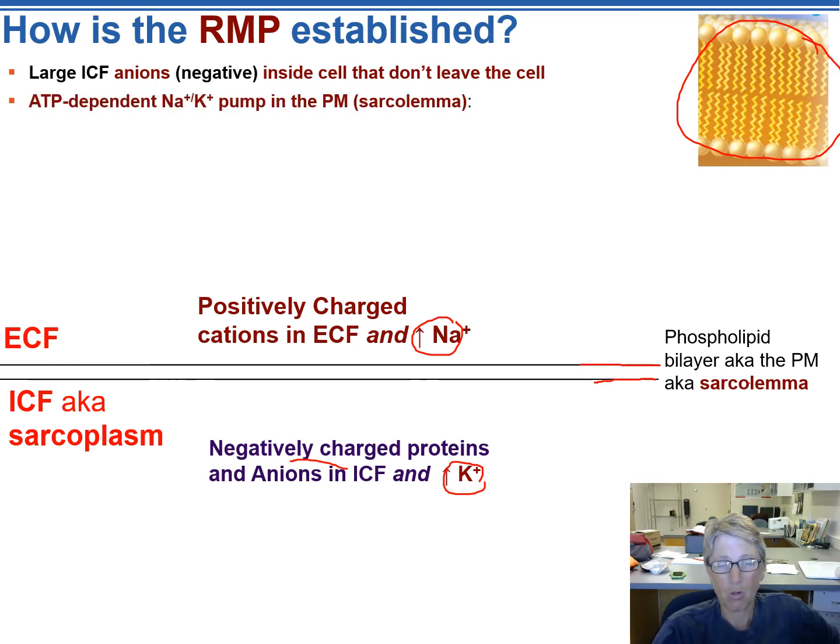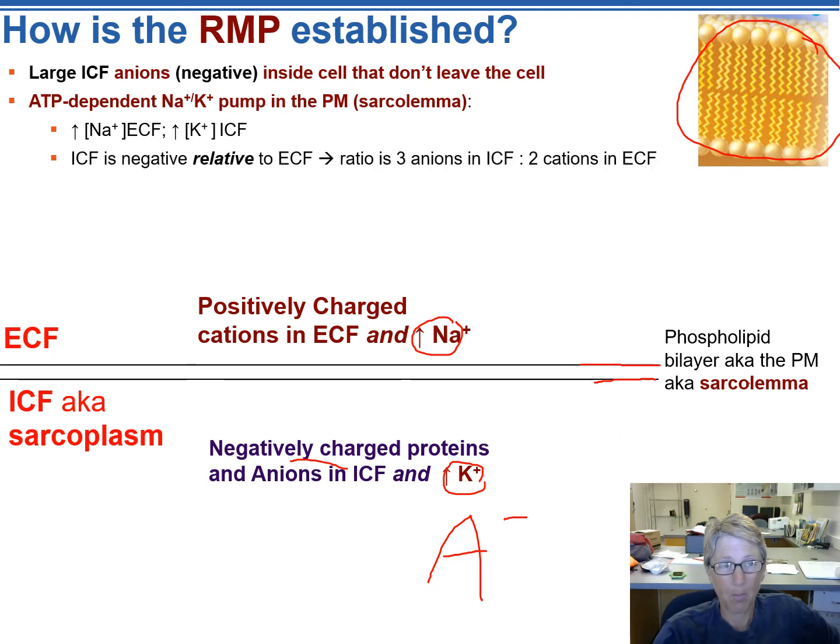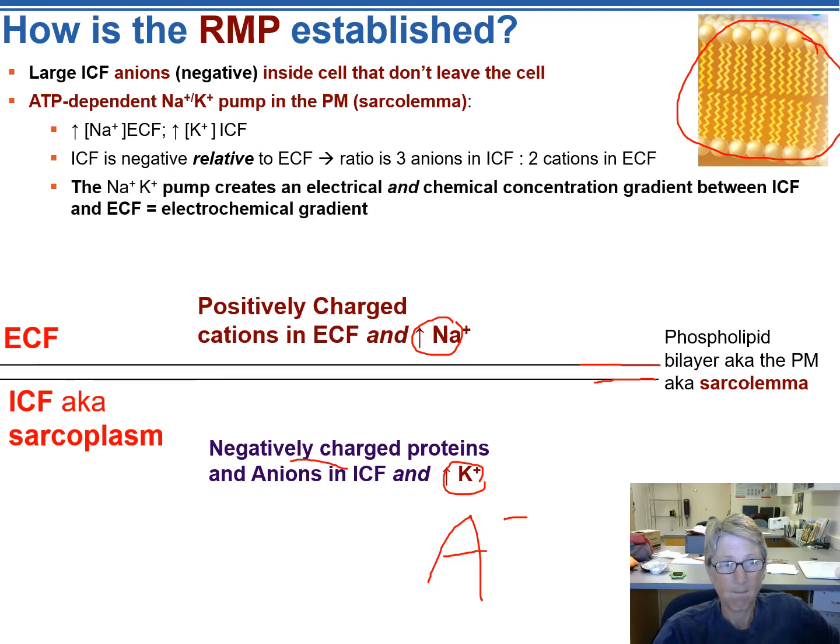I told you those large anions, negatively charged molecules, don't leave the cell. They're too big. You have the sodium-potassium ATPase in the plasma membrane that pumps sodium out and potassium in. So the sodium-potassium pump and the potassium leak channels create an electrical and a chemical concentration gradient. We just talked about the concentration gradient: if sodium is high on the outside and low on the inside, and a sodium channel is open, sodium will go from the outside to the inside down its concentration gradient.